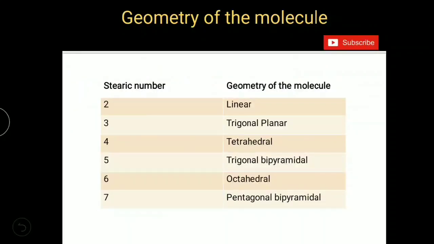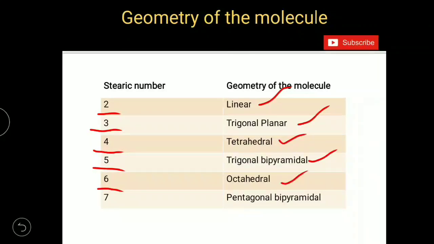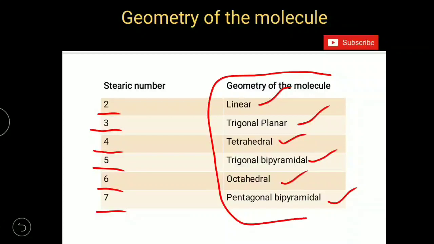If steric number is equal to 2, then the geometry of the molecule is linear. Steric number 3, trigonal planar shape. Steric number 4, tetrahedral. 5, trigonal bipyramidal. 6, octahedral. 7, pentagonal bipyramidal. All these shapes of the molecules are regular shapes. Due to the presence of lone pairs of electrons, there will be distortion in the shapes.